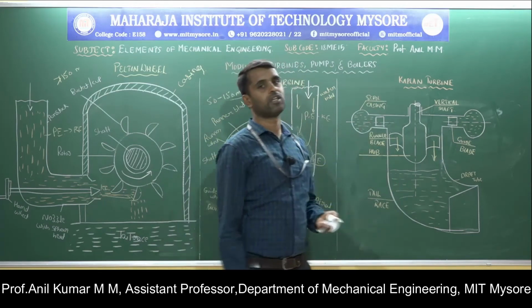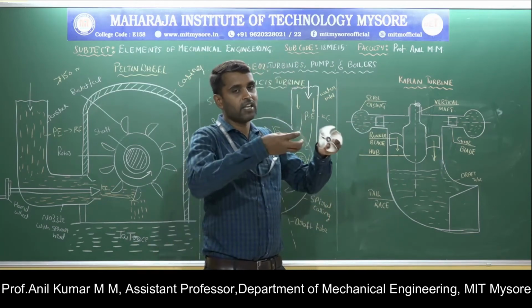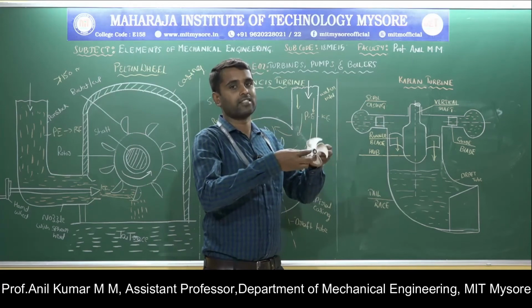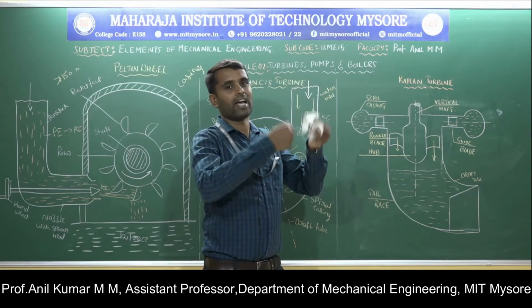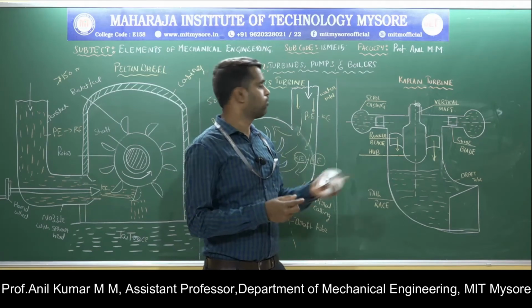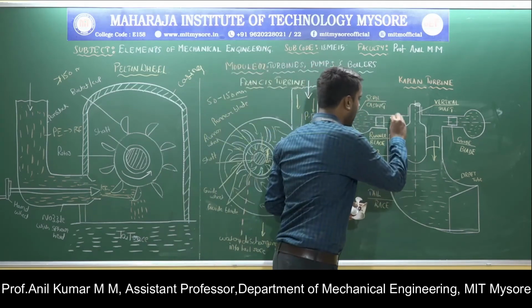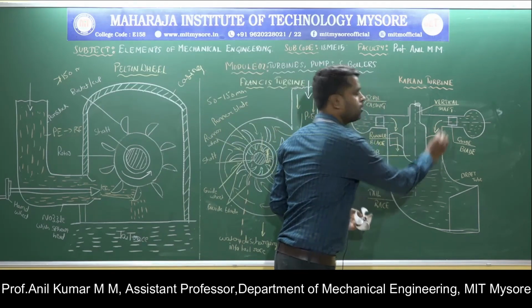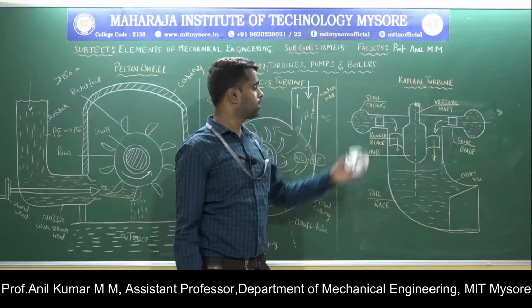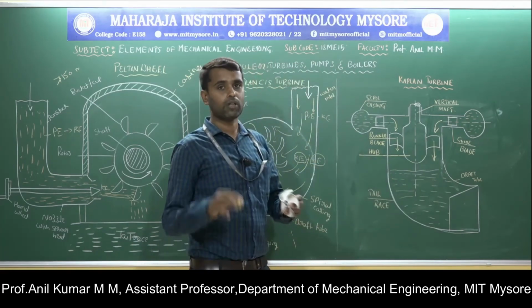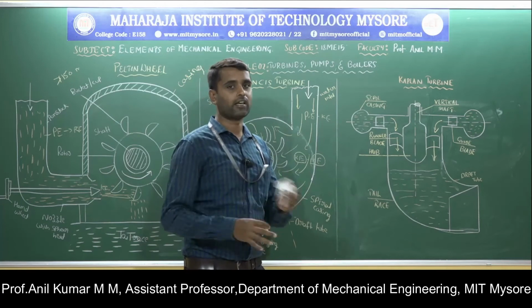Axial flow is nothing but the water striking the runner blades in the axial direction. Axial means it is parallel to the axis of rotation of the runner. And it is a reaction water turbine. Both impulsive and reactive force act on the blades.